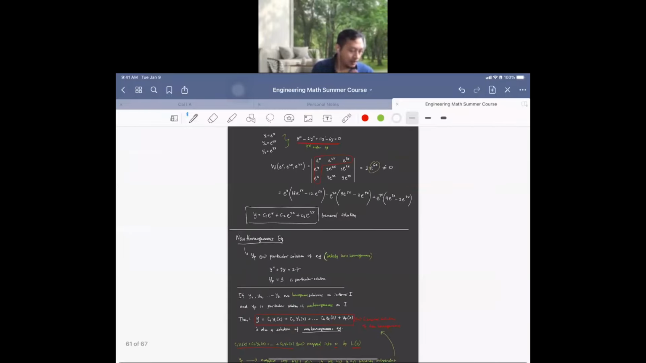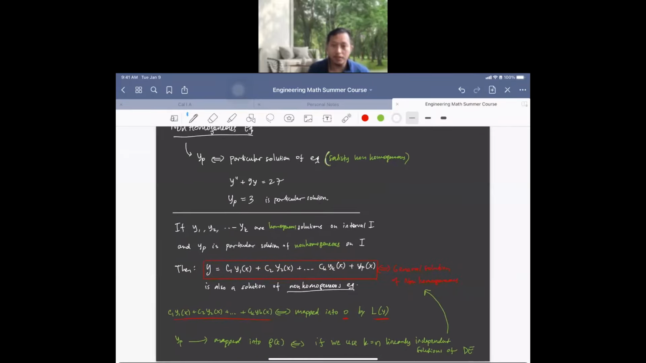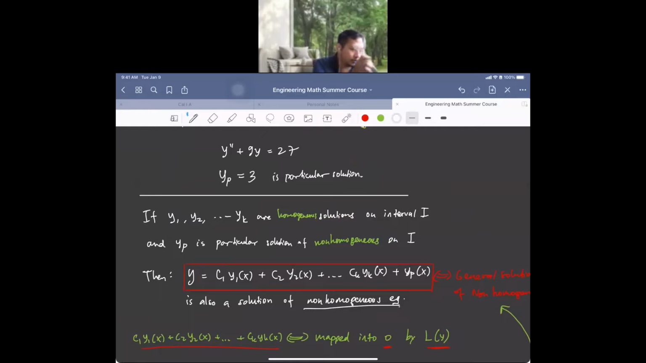Then for the non-homogeneous equation, remember that we have this homogeneous one, and it will also be included in the non-homogeneous one. We call yp the particular solution for the non-homogeneous equation. For the homogeneous one, we have the part we already defined before, and for the non-homogeneous one, we have yp.